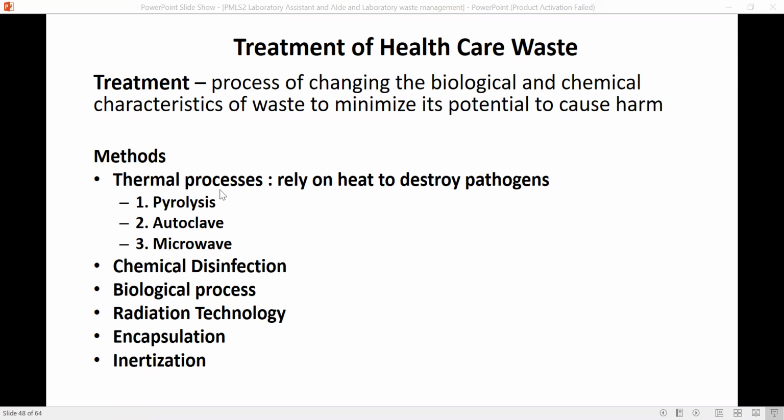So methods of treatment prior to disposal: thermal processes. Say thermal, di ba? Init. Rely on heat to destroy pathogens. Pyrolysis, autoclave or microwave under this. You can also use chemical disinfection, mga chemicals to treat yung healthcare waste before disposal. May mga biological processes din, and then the encapsulation and inertization. So isa-isahin natin yan, mabilisan lang.